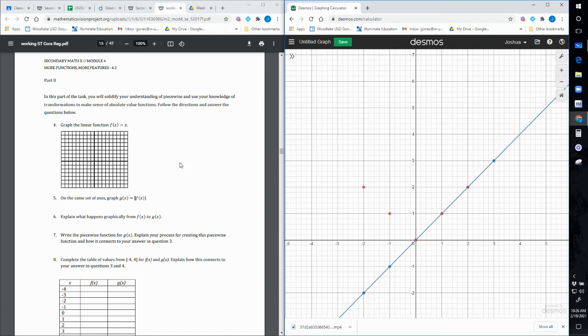So explain what happens graphically. The graph ends up going back up, right? Once it gets to the negative side, the graph goes back up.